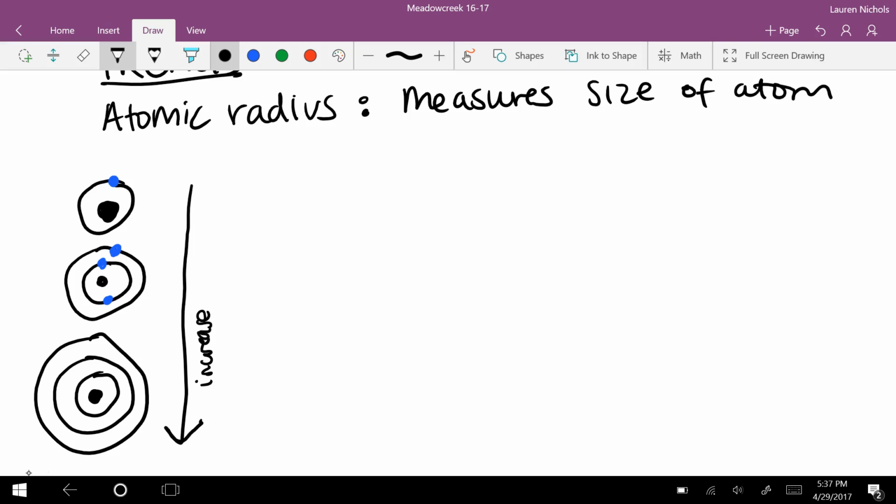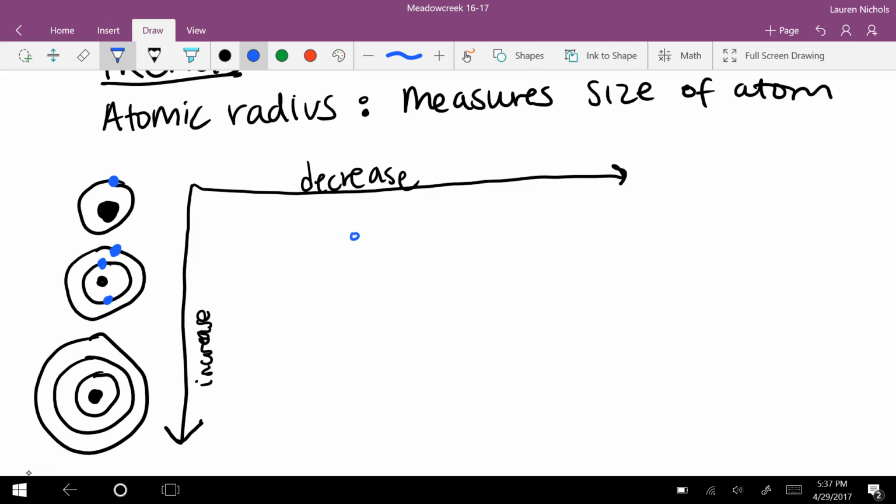You are adding your electrons. You're adding your energy levels. But as you go across the periodic table, your atomic radius is going to decrease. And you say, yeah, but I'm adding protons and electrons. Why is that not the case? Well, you can think about it like this.